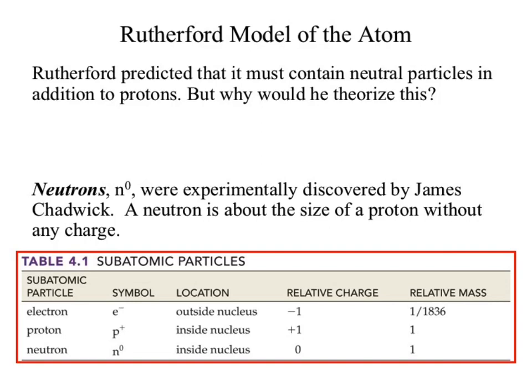So the big summary that comes out of all of this is in the red table at the bottom. You need to know the name of your particles, the symbols we associate with them, where they're located, their relative charges, and their relative masses. I always find this a bit odd that they decided to drop this in for the relative mass here. 1 over 1,836.